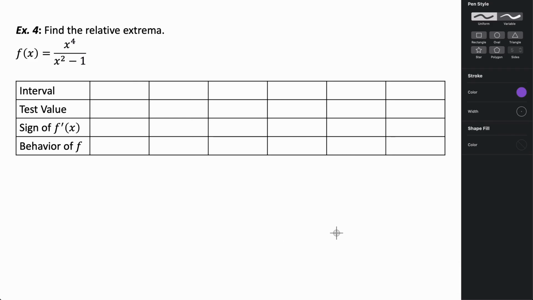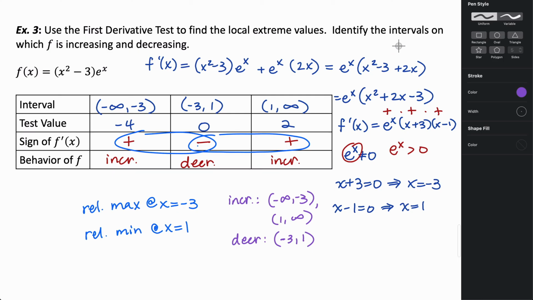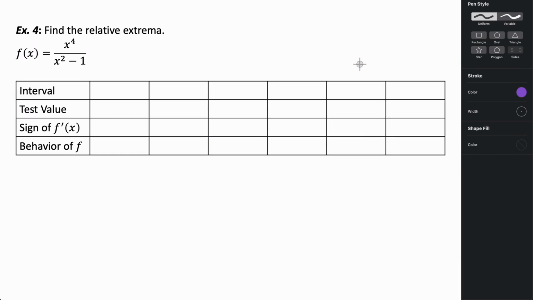So this one, there's actually a lot of intervals in this one, and you probably won't get as many as this, but I just wanted to kind of give you a sense of what you could experience. Okay, so here we're just asked to find relative extrema. We don't have to identify the intervals where it's increasing and decreasing, but we're still going to be using the first derivative test.